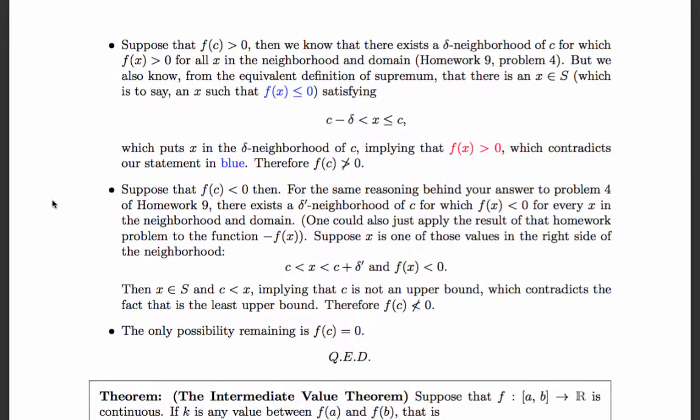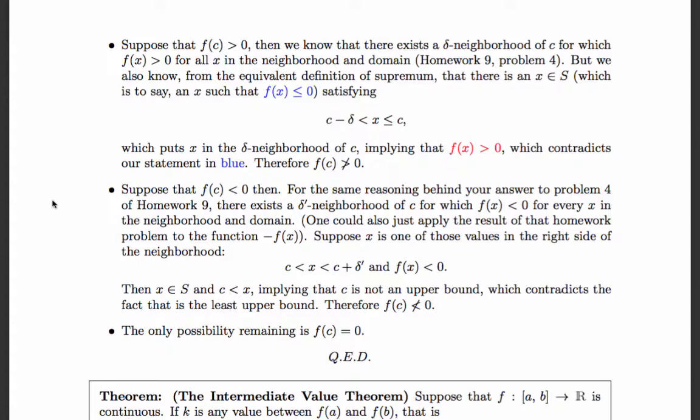Suppose that f(c) is positive. We know that there exists a delta neighborhood of c for which f(x) is also positive for all x in the neighborhood and domain. We know that from homework 9, problem 4. But we also know from the equivalent definition of supremum that there exists an x in the set S, for which c is the supremum, such that x is greater than c minus delta, but less than or equal to c.